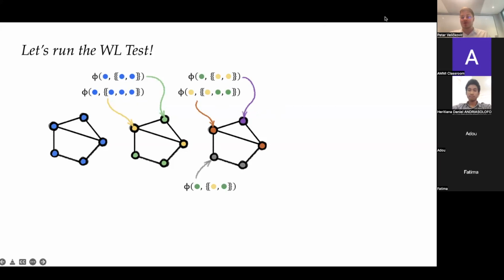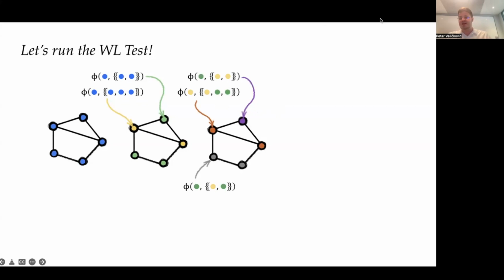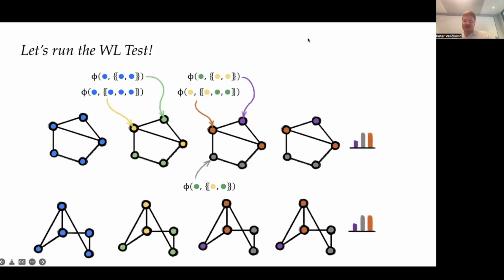And I hope you can all convince yourselves that at this point, there's nothing else to do. In the next step, we will get exactly the same histogram of colors. So the algorithm just stops and outputs a histogram of colors, 1, 2, 2. Okay. And now you can see how if we run the same algorithm on exactly the same graph, just presented in a slightly different way, we will end up with exactly the same histogram. So in this case, the algorithm correctly recognizes these two graphs as isomorphic.